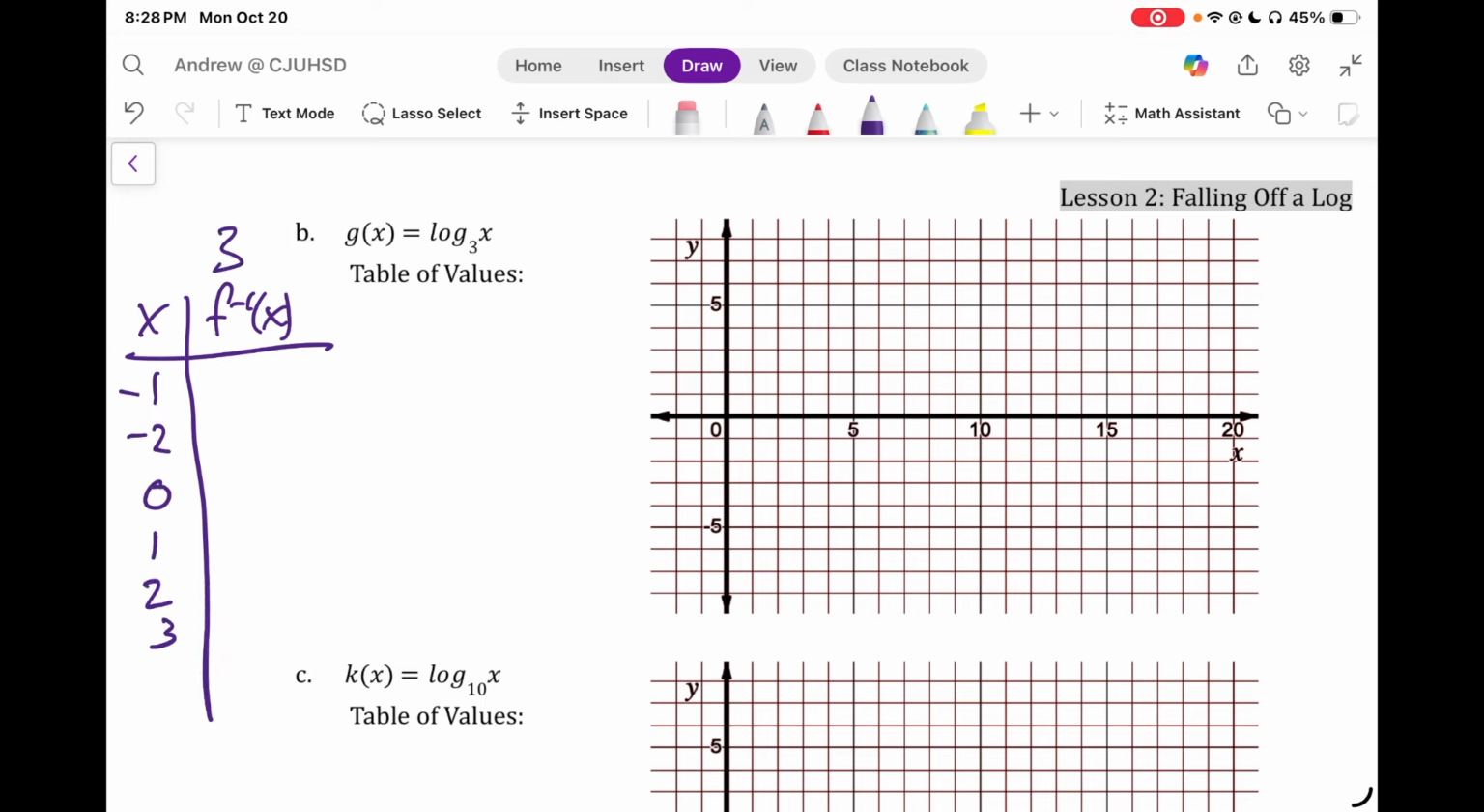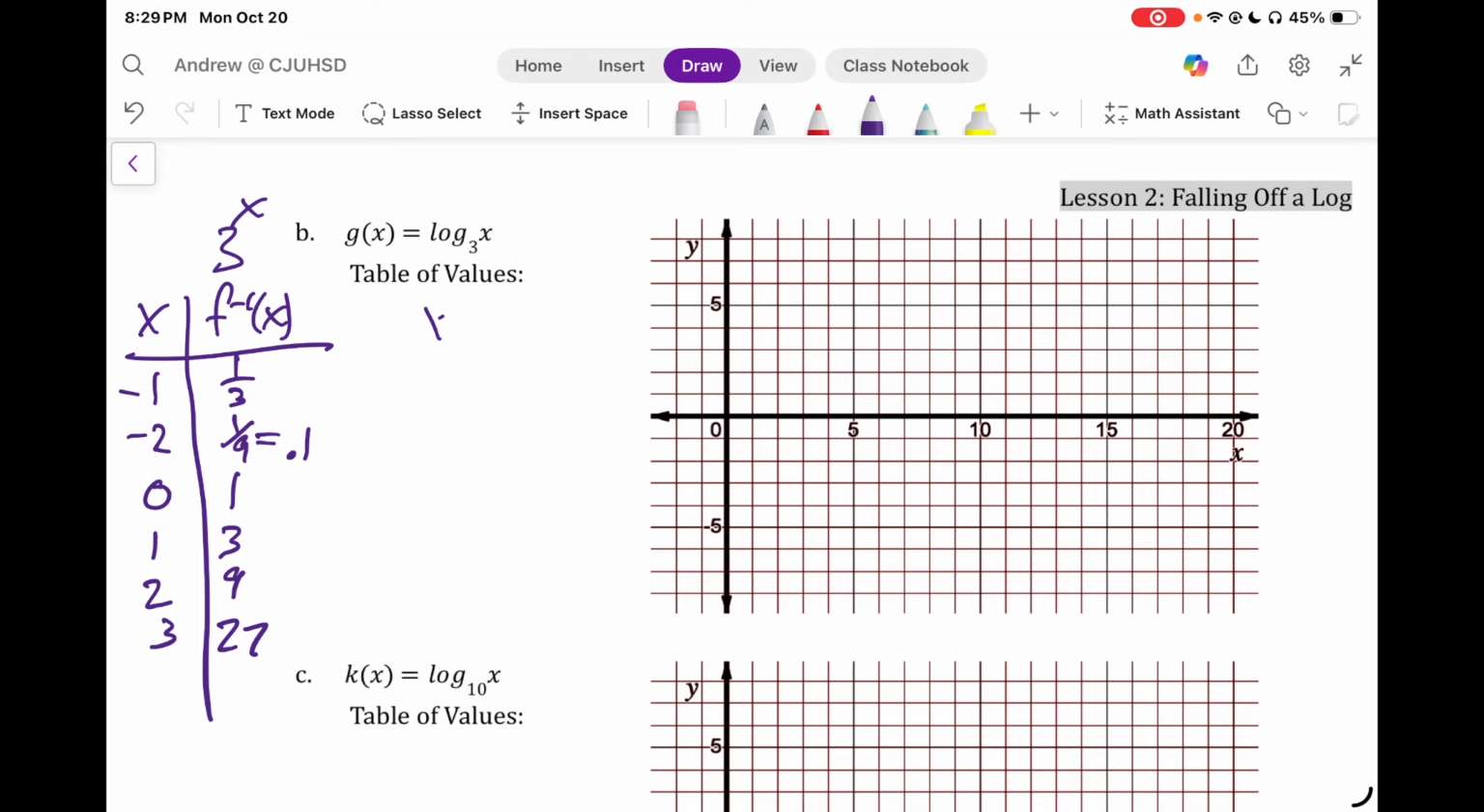Remember, it is going to be 3 to the x. This would be 1/3. This will be 1/9. And as a decimal, 1/9 is about, we'll just leave it at 0.1. 3 to the 0 is 1. 3 to the 1 is 3. 3 to the second is 9. 3 to the third is 27. That's going to go off the graph.